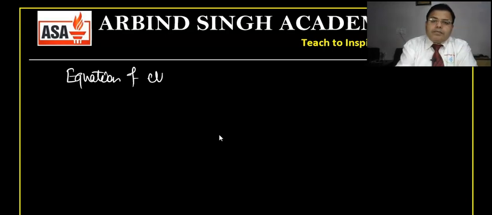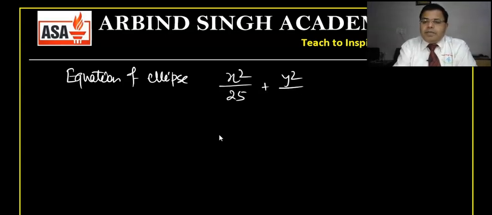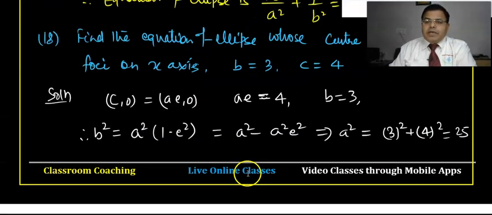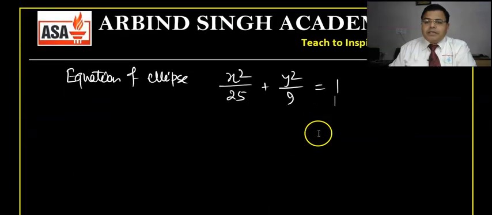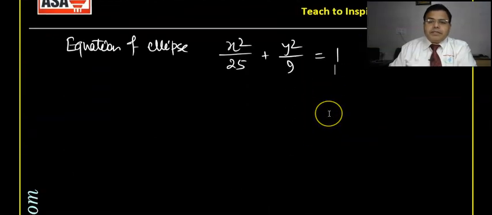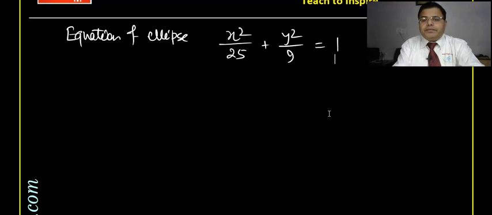x square by 25 plus y square by 9 is equal to 1. X square by a square plus y square by b square is equal to 1, that will be the answer. So I hope you got it. Okay. Now the next question is question number 19.